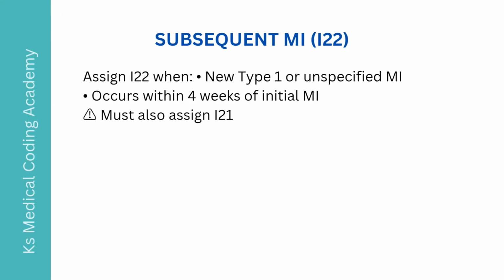Subsequent MI, I22. Assign a code from category I22 when a patient has a new type 1 or unspecified MI occurring within 4 weeks of a previous MI. In this case, both I21 and I22 must be assigned.